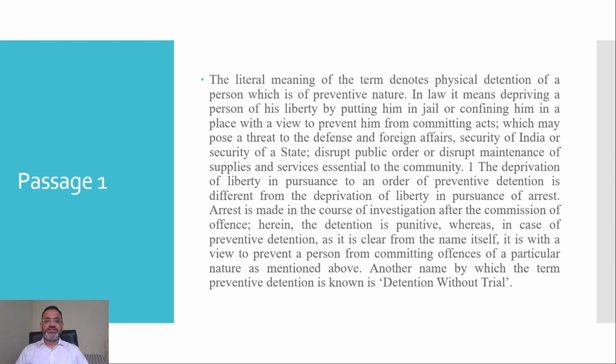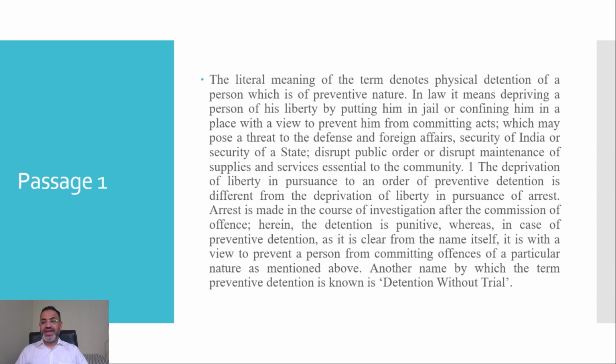Arrest happens when a person is accused of having committed a crime, not when the person commits the crime. That needs to be proven, and that is established only when a trial takes place. So arrest is when a person is arrested for having committed an offense, and there is suspicion that the person has committed it. We'll continue this further. The deprivation of liberty in pursuance of preventive detention is different from the deprivation of liberty in pursuance of arrest. Arrest is when the person is accused of committing an offense.